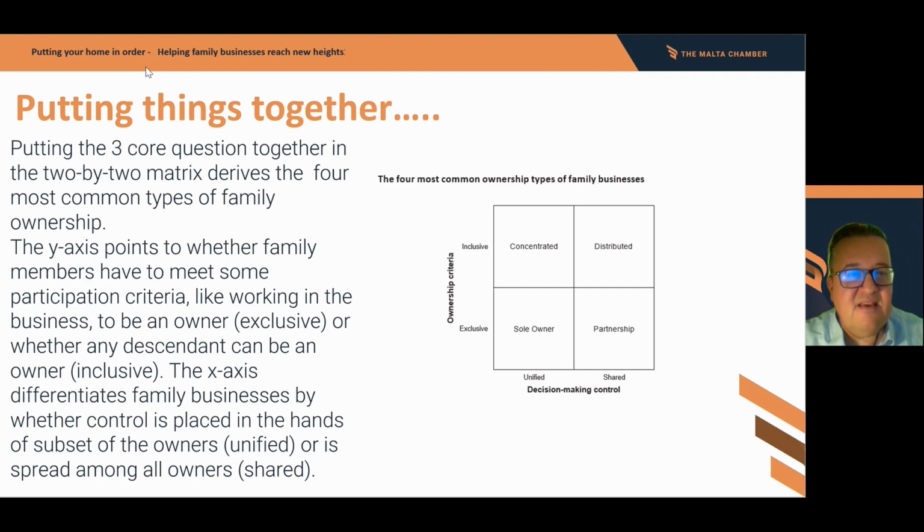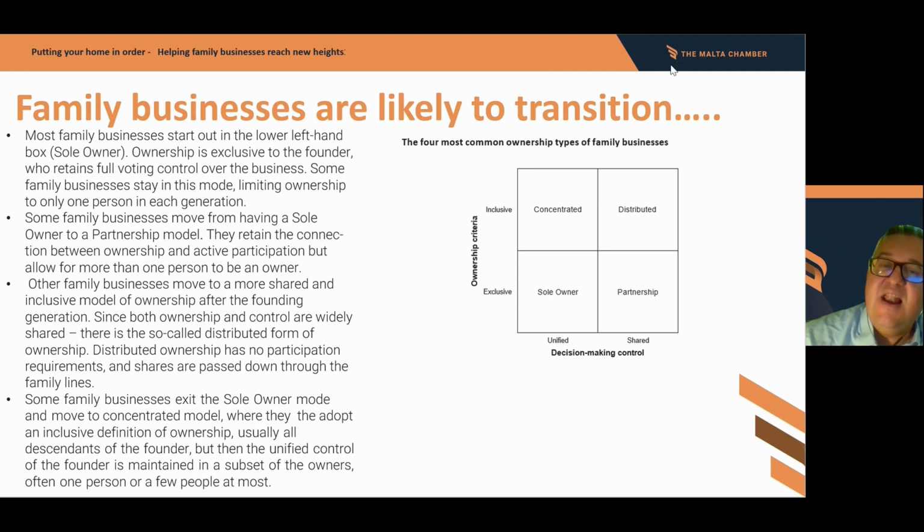And as one can see, if you want a unified decision-making control with exclusive ownership criteria, you are obviously starting from the sole owner, whether it's a sole trader or a company, as we explained before, with one single owner. Normally, businesses are likely to transition over time as they grow, because normally family businesses start out in the lower left hand, they are a startup, they have just the first generation, the inventor, the person that started the business, and the ownership is normally exclusive to that founder.